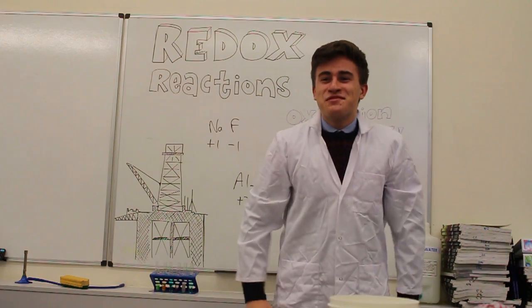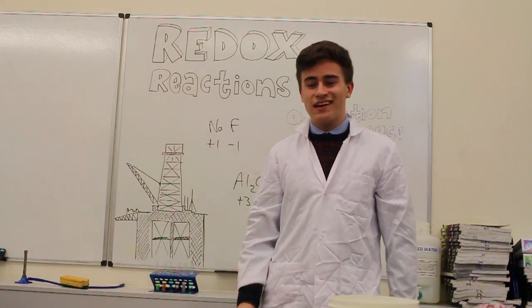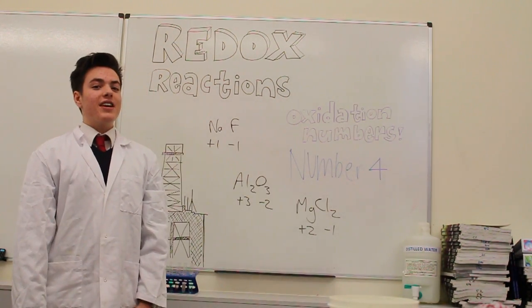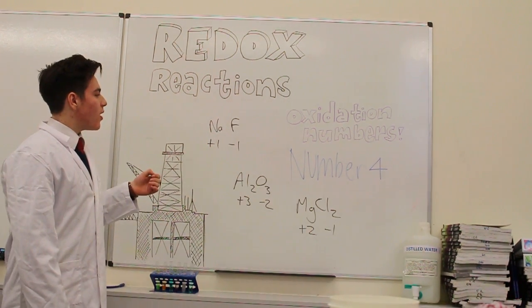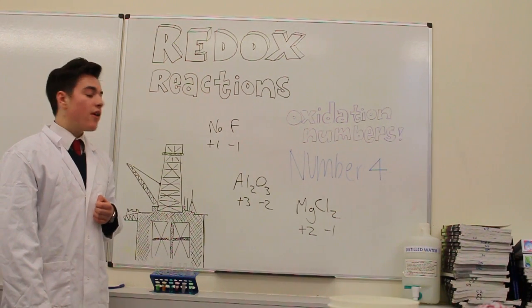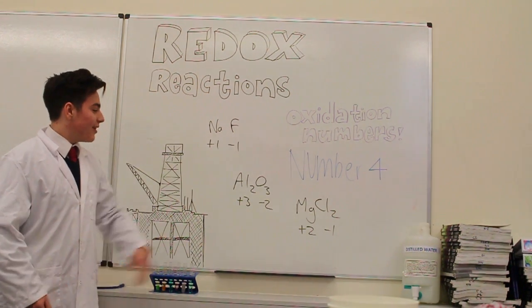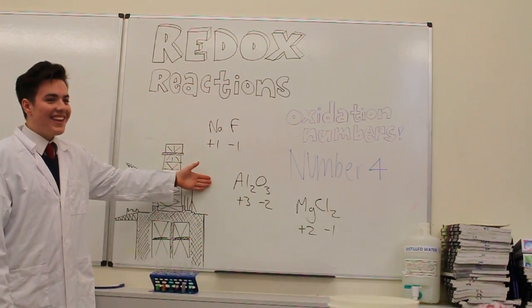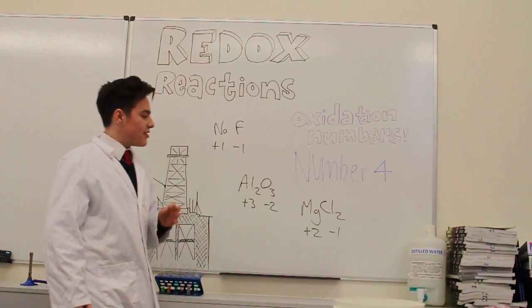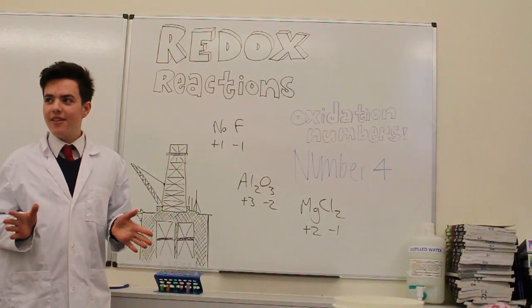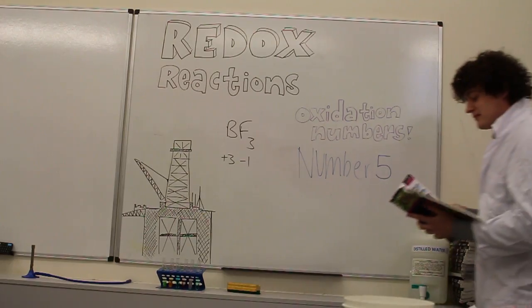The oxidation number of a simple ion is equal to the charge on its ion. A simple example of this is sodium fluoride. Sodium has an oxidation number of +1, fluorine has an oxidation number of -1. Another example is this one. The aluminium has an oxidation number of +3, the oxygen has an oxidation number of -2. And that is rule number 4.